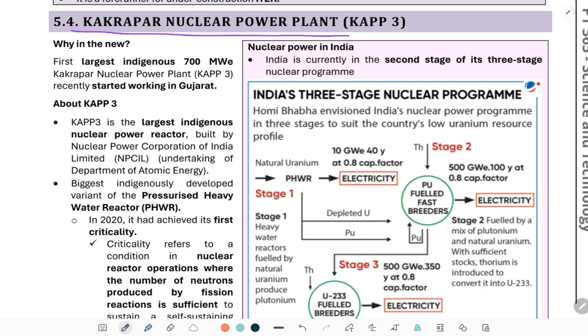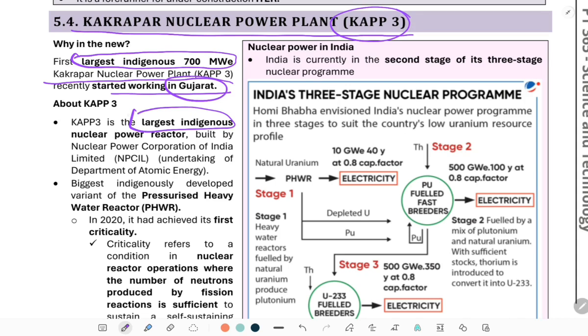Next, Kakrapar nuclear power plants. Recently, the first indigenous 700 megawatt Kakrapar nuclear plant started in Gujarat. This KAPP-3 is the largest indigenous nuclear power reactor built by the Nuclear Power Corporation of India Limited. It is the biggest indigenously developed variant of the pressurized heavy water reactor.